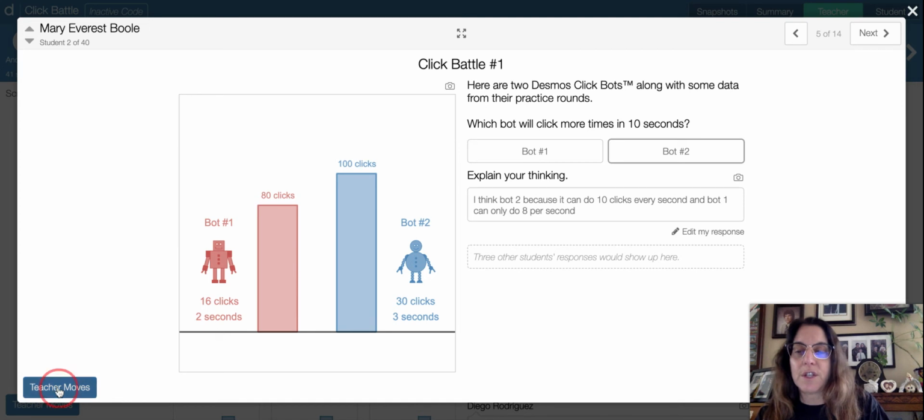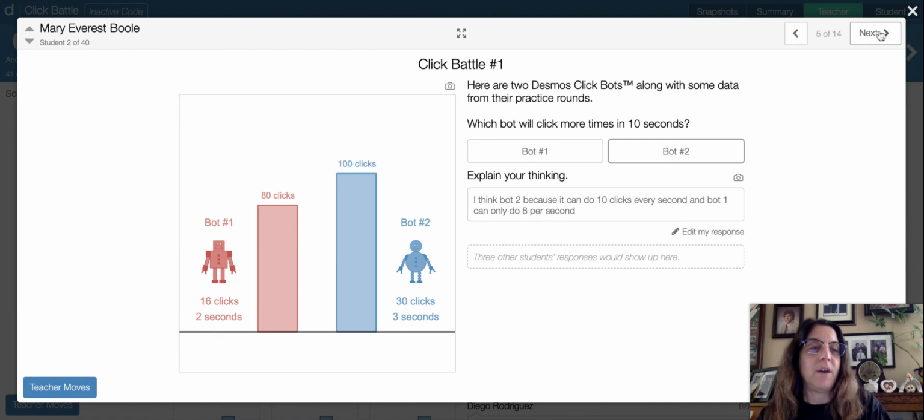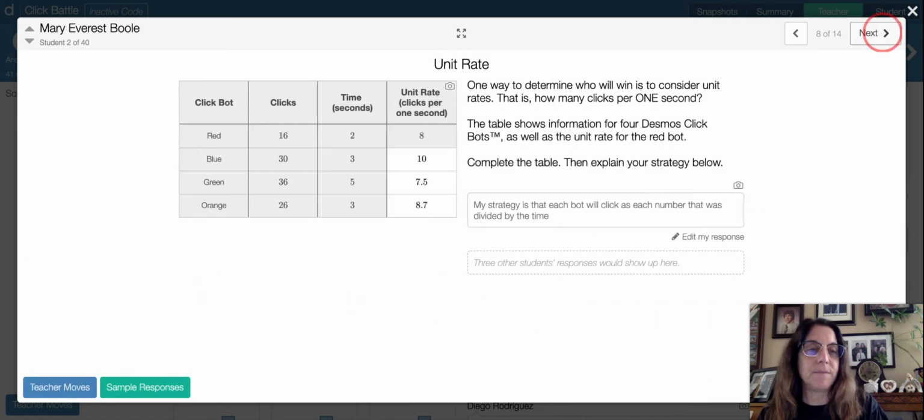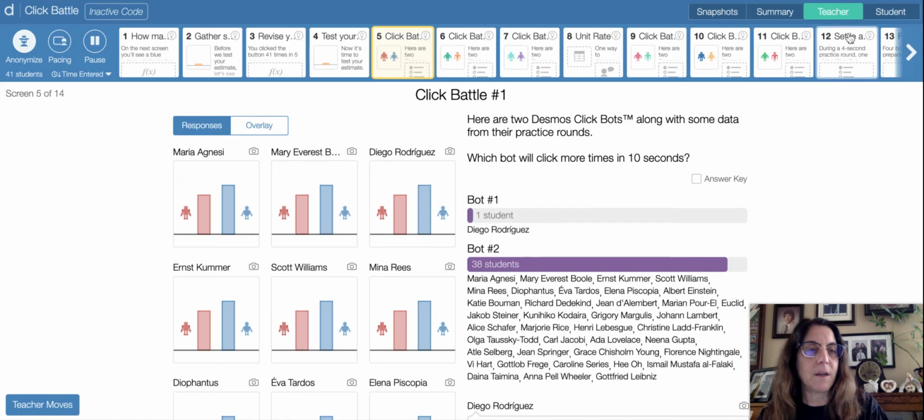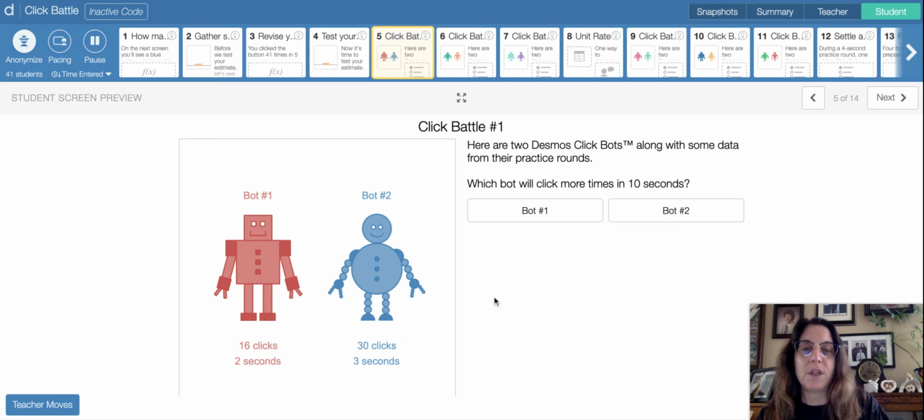You can also look down in the bottom left-hand corner for teacher moves. These are ideas, tips, and tricks for you, the teacher, to help understand what the kids are working on and maybe where they should be going with the slide. You can also flip through the slides and see all the students' responses. And then you can, of course, go back to student view where you see one student at a time.